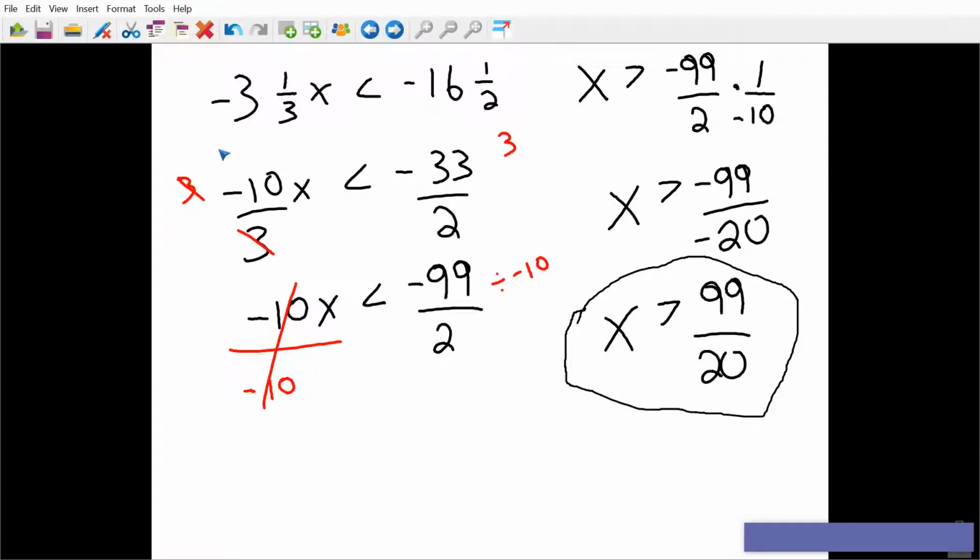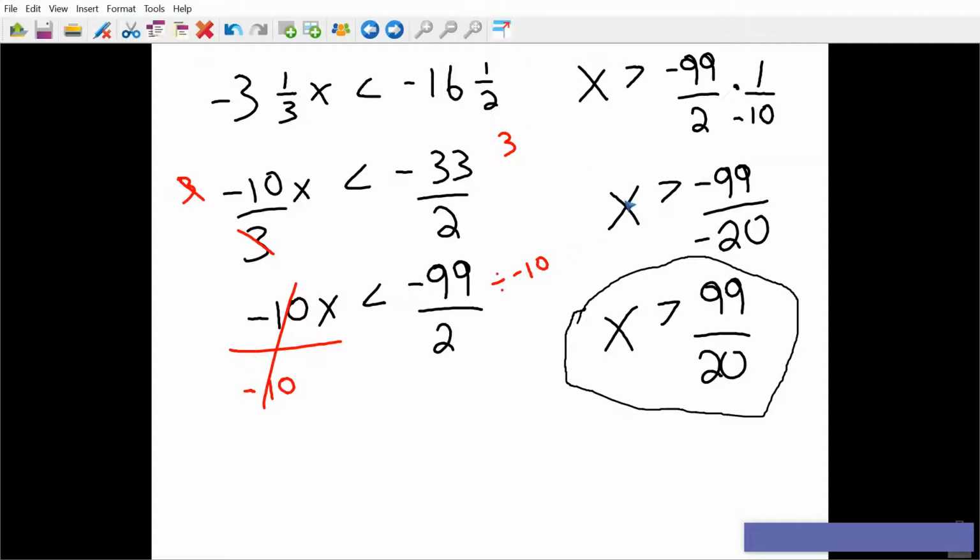The first step is to convert the mixed numbers to improper fractions. Once you've done that, in this case I wanted to get rid of the 3. So this was divided by 3, so I multiplied both sides by 3, which gave me negative 99 over 2. Then I needed to divide by negative 10 in order to isolate the x. So I divided by negative 10 over here as well. Because I divided by a negative number on both sides, that's going to flip my inequality sign, which is why we're now at greater than.